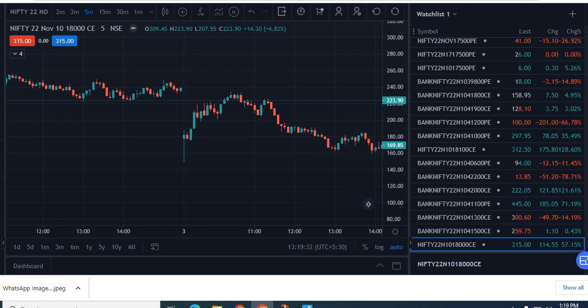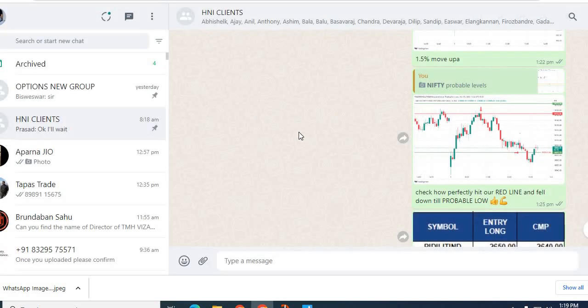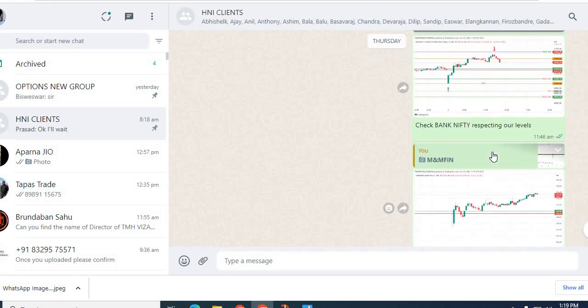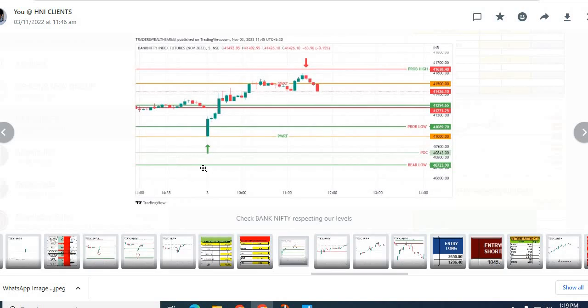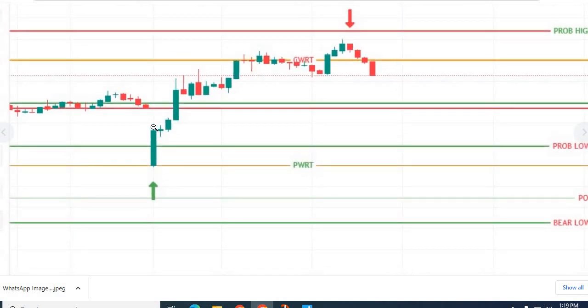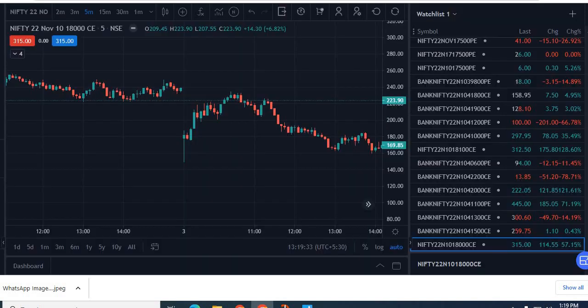Okay, so on the other day, it was Nifty. Let me show you what happened in Bank Nifty. So this is Bank Nifty on 3rd. Once you see the probable low is crossed by a green candle closing above this probable low, then you can go for buying a call option, in the money or at the money. See what is the rate? 41,000 call option. Let me show you the 41,000 call option.